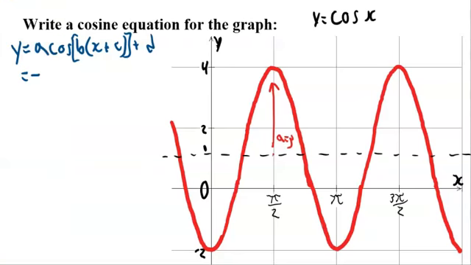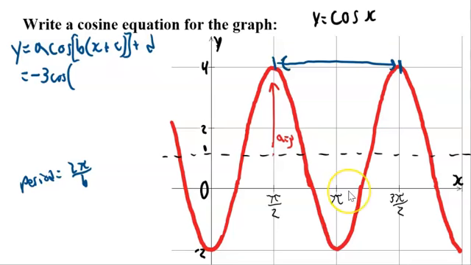-3 cos. And b is related to the period. The period is equal to 2 pi over b, and the period goes from trough to trough, or from crest to crest. If we go from here, this is pi over 2 to 3 pi over 2. How far is this? This is 3 pi over 2, this is pi over 2, and this is pi. So it's going to be a pi difference.